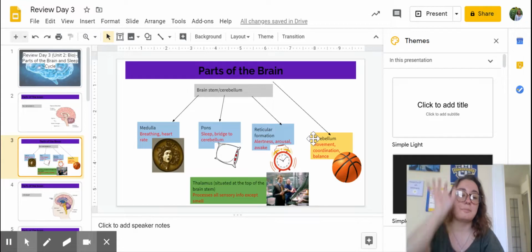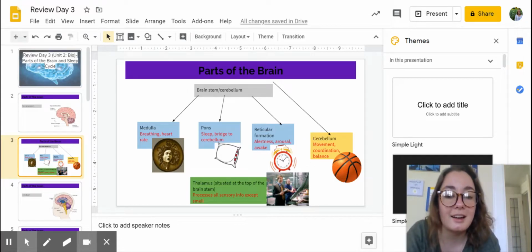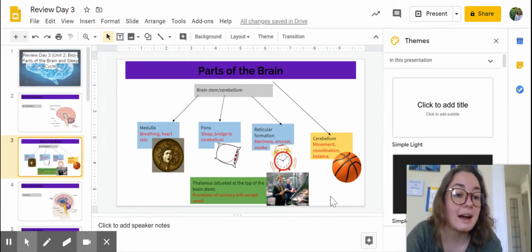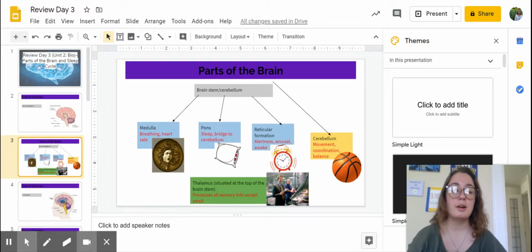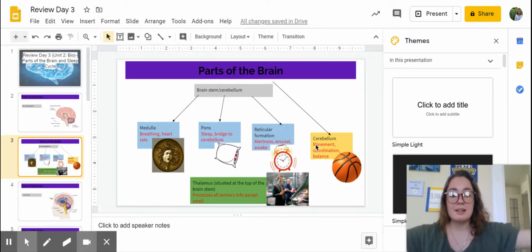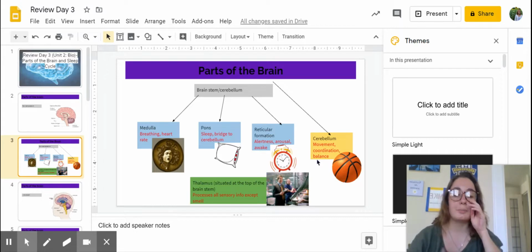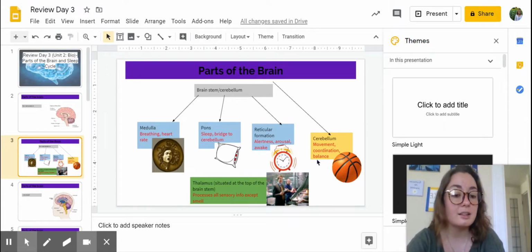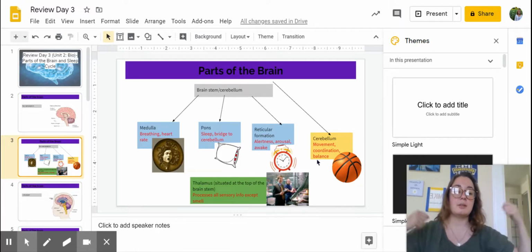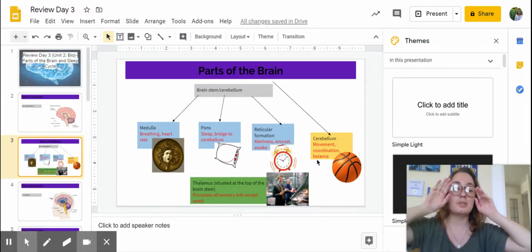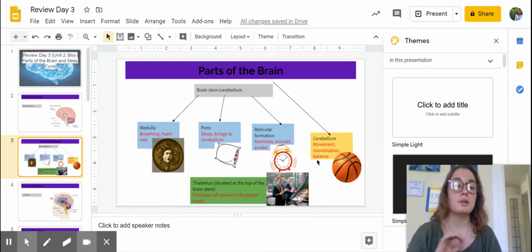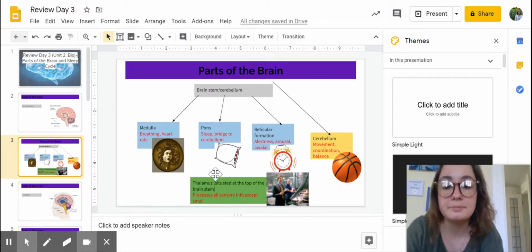Cerebellum, you could think you could play basketball with your cerebellum because it's related to movement, coordination, like being able to go on a balance beam, and your balance. You need to be coordinated and balanced in order to play sports, things like gymnastics, basketball. But not only does it do gross motor movements, which are big sweeping movements that you'd use in sports, it could also coordinate fine motor movements like typing or texting or writing with a pencil.